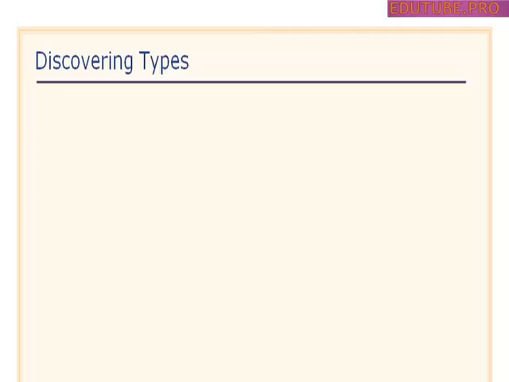We've talked a lot about types in this course. We've talked about the data types that you can apply to your variables, and then we've talked about how we can cast those types or convert those types. And in this video I want to talk about how do I discover a type.